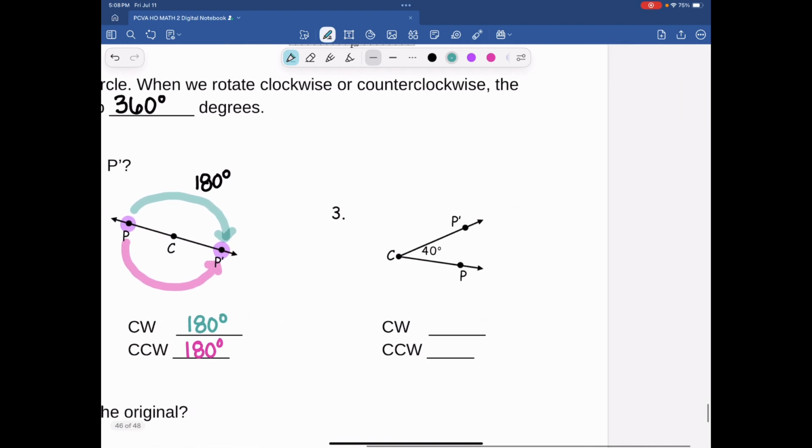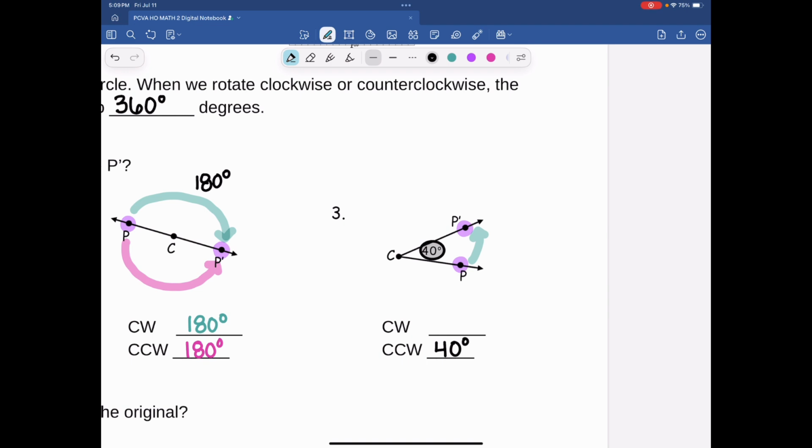All right, and for this one, we have P, and we want to get to P prime. So there's a couple of ways that we could get to that. We could start out by saying, okay, P to P prime, we're going to rotate counterclockwise, and that counterclockwise is going to include that 140 right there. So counterclockwise is going in the opposite direction of a clock, so that's going to be 40 degrees.